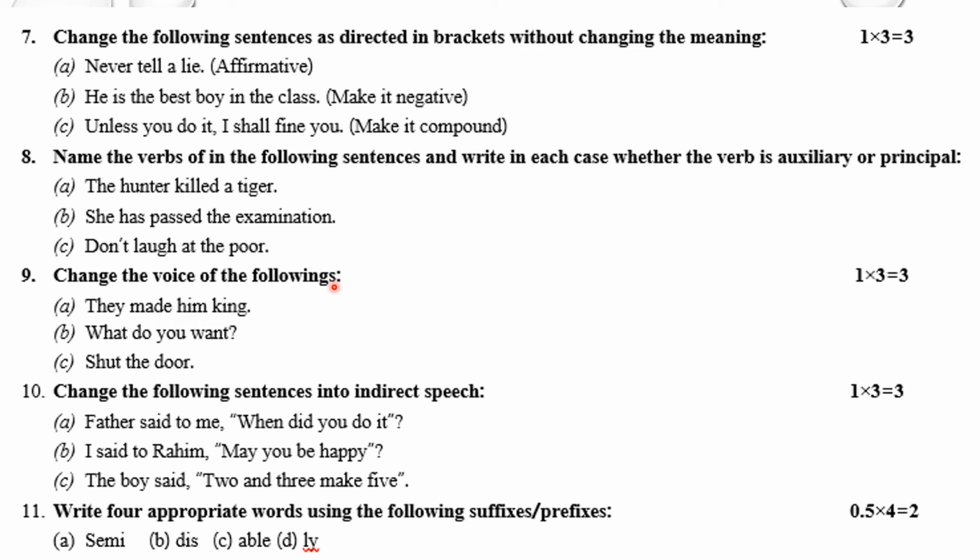question. Number 7, change the following sentence as directed in brackets without changing the meaning. These are one kind of sentence pattern, and at the end of the sentence there is a guide. Following the guide you have to give the correct answer. Never tell a lie: you have to make it an affirmative sentence without changing the meaning. What will be the affirmative sentence? Never tell a lie, the answer will be always speak the truth.